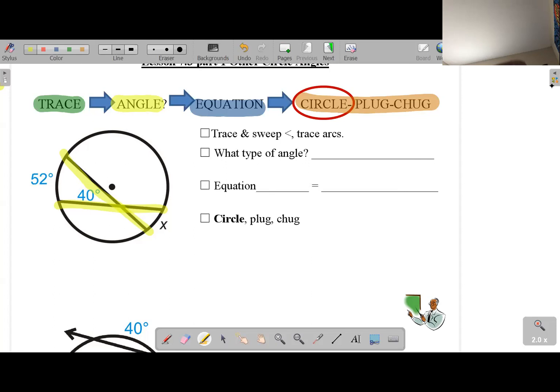Mr. Ringham, what kind of angle is this, sir? Are you asking if they're vertical angles? Oh, no, I'm sorry. It's going to be one of those 7 angles. They are vertical, yes, but I'm specifically asking, is it a tangent, chord, secant? It's a chord, right? That's what I'm looking for. Absolutely. Yes, that's a chord. Chord. All right, next question.